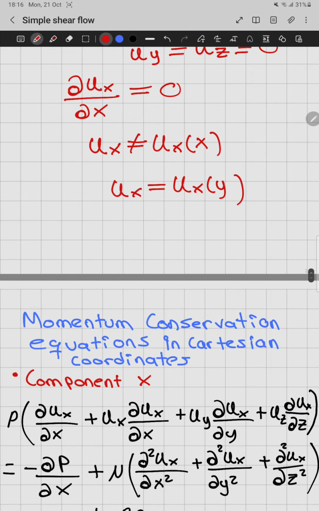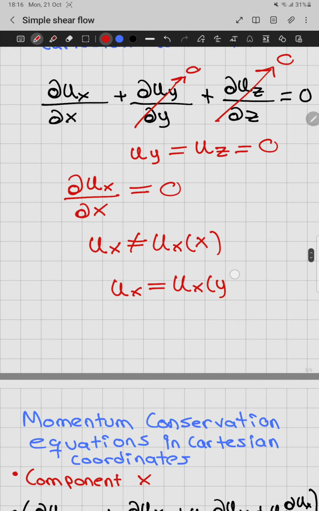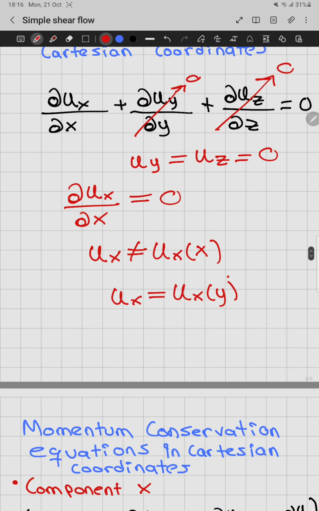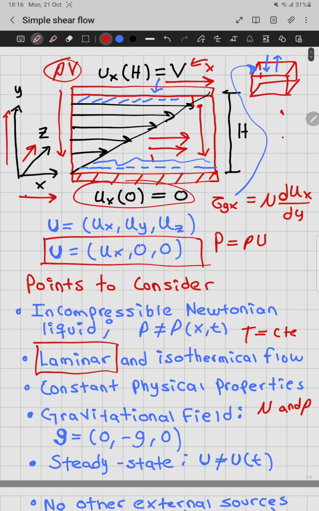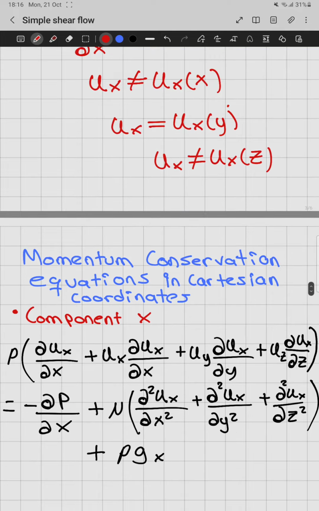So that's basically the information we can gather from here. And it will obviously not depend on c, because nothing is happening in c direction. There is no external source that is causing the fluid to move in c direction. So that's why c is called the neutral direction, because nothing matters in that direction.